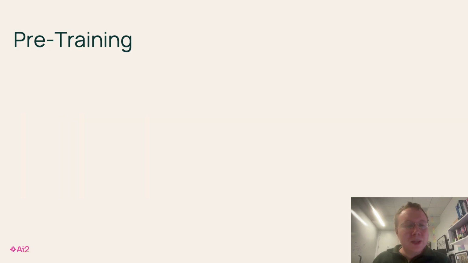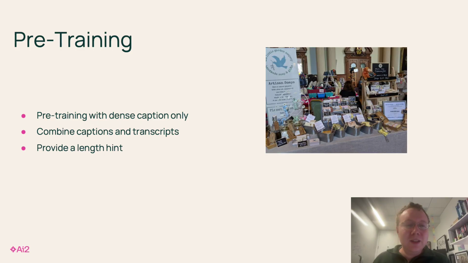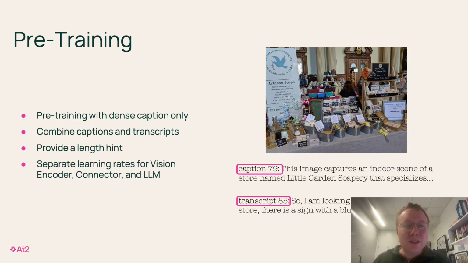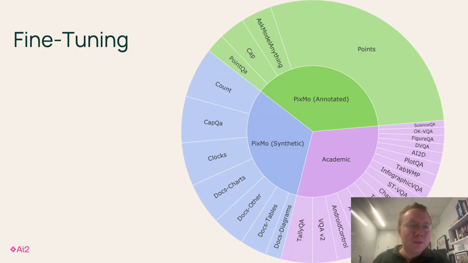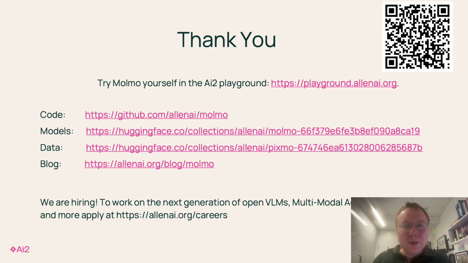So then we pre-trained the model. We pre-trained just on dense captions. We do find it useful to use both the raw transcript and the rewritten language model caption and to do length conditioning. Both of these improve downstream performance. And then we fine-tune on a mix of data, both PixMo data and a set of academic datasets. And that's how we got to Molmo.